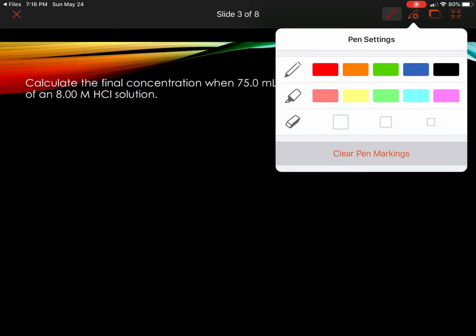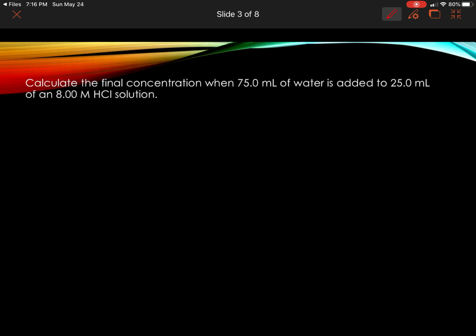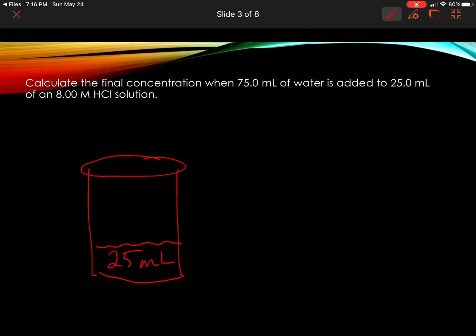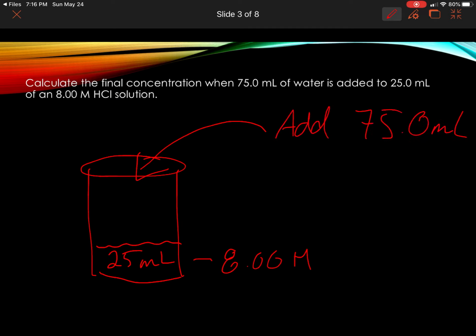Okay, so you've got 25 milliliters here, and it's 8 molar. So that's 8 moles per liter. To that, you are going to add 75 milliliters of water. So you're diluting it.